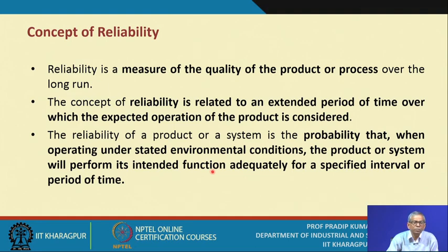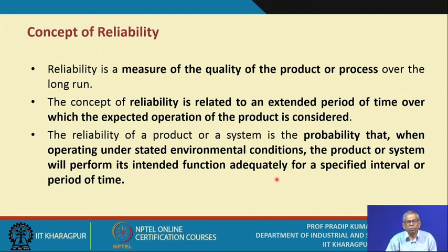Is it okay? Say, when you say it's an automobile car, that means I know that when I start using the car, which particular function you are trying to get from the car. So what we expect is that the product will perform its intended function adequately as specified in the design norms for a specified interval or period of time.